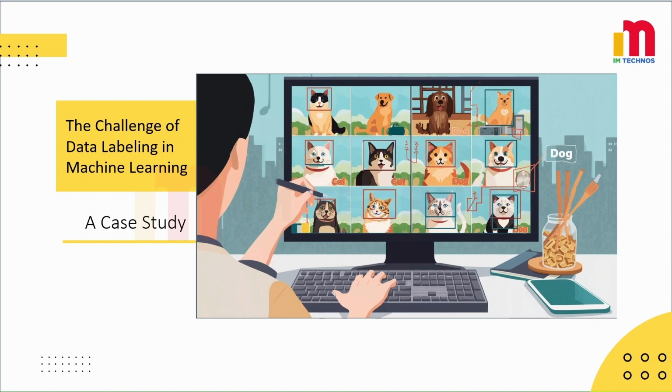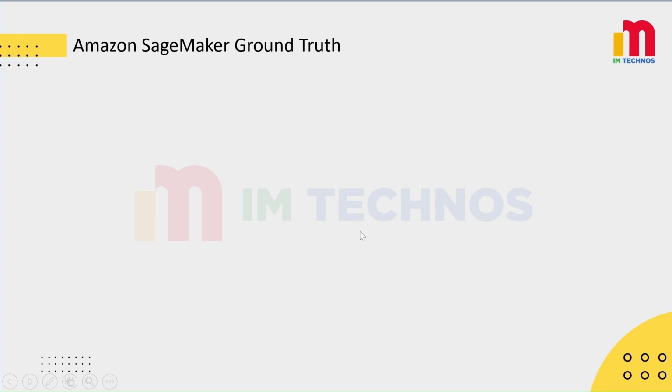Even worse, for computer vision tasks, you may need to draw bounding boxes around objects. So labeling data becomes time consuming, expensive and error prone. This is a very common problem in machine learning projects, and that is exactly where Amazon SageMaker Ground Truth helps. Amazon SageMaker Ground Truth is an AWS service that helps you create labeled datasets for machine learning efficiently and at scale. In simple terms, it helps you organize and manage the process of labeling training data.